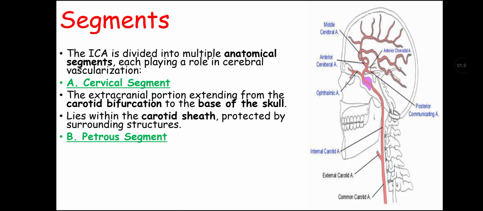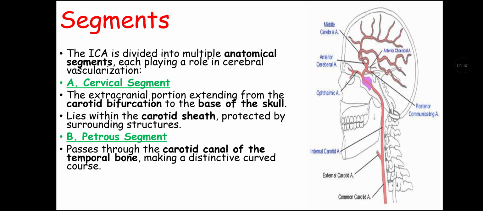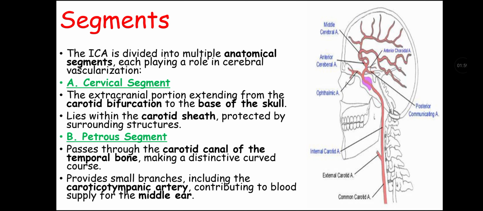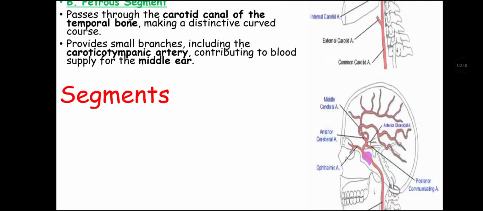Then the second segment is petrous segment that passes through the carotid canal of the temporal bone, making a distinctive curved course. This provides small branches including the caroticotympanic artery, contributing the blood supply of medial ear.